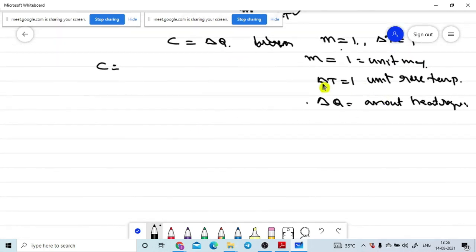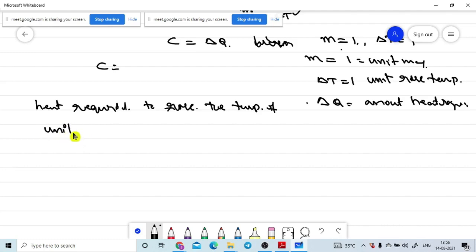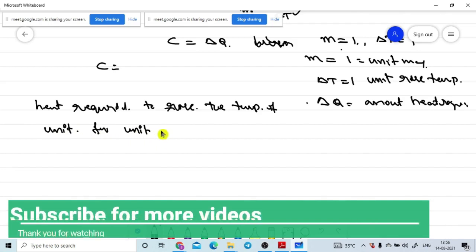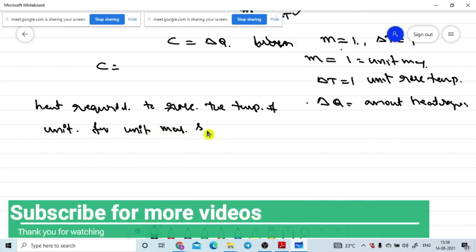Let me make this visible so that you can easily understand. It is the heat required to raise the temperature by 1 degree for unit mass of substance. That is nothing but specific heat capacity.